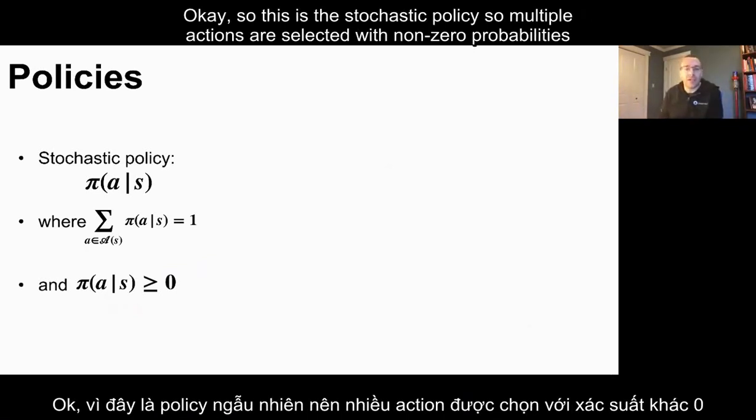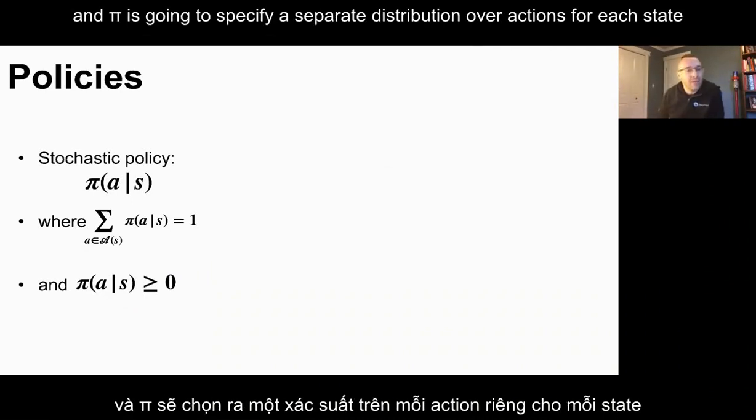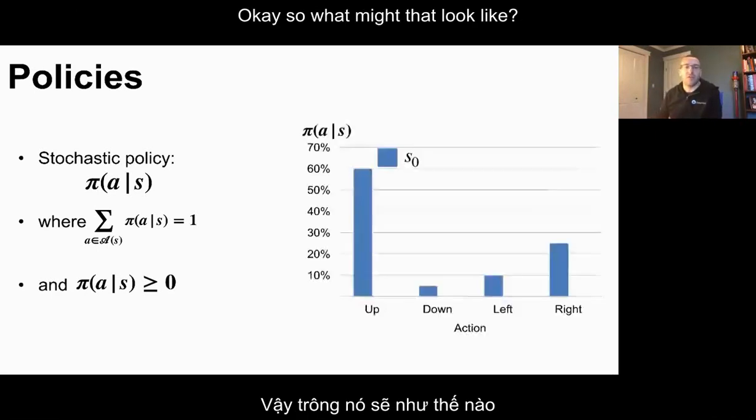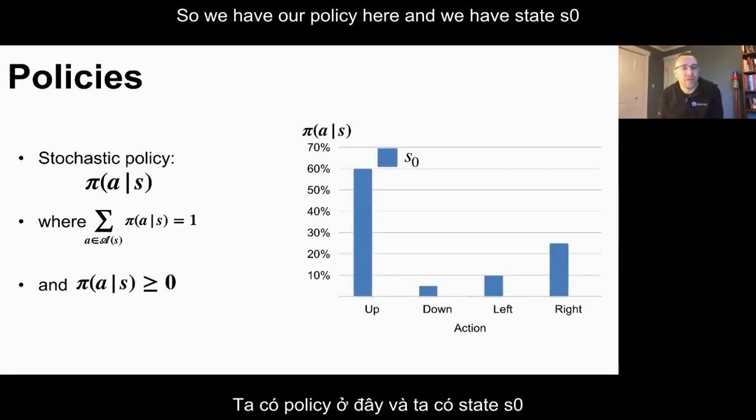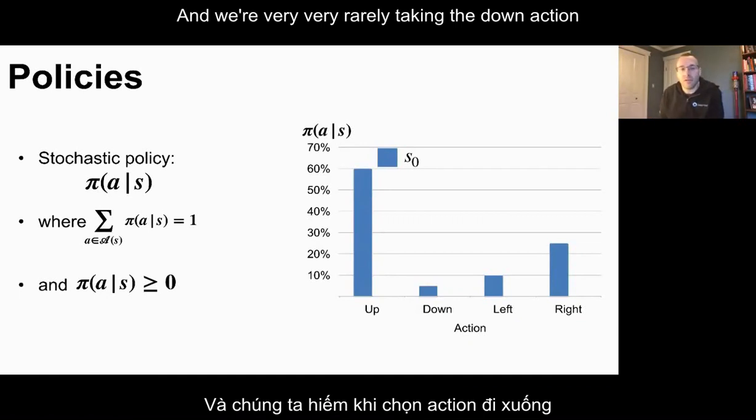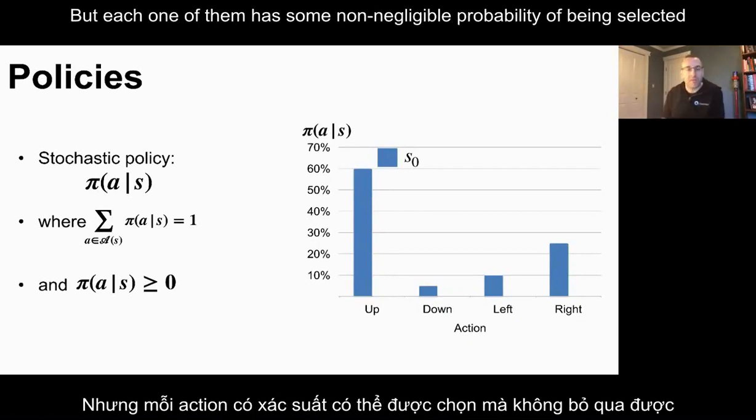So multiple actions are selected with non-zero probabilities. And pi is going to specify a separate distribution over actions for each state. We're going to have one of these distributions for every state in the world. Okay, so what might that look like? So we have our policy here, and we have state S0. And so most of the time, 60% of the time, we're taking the up action, and we're very, very rarely taking the down action. But each one of them has some non-negligible probability of being selected.